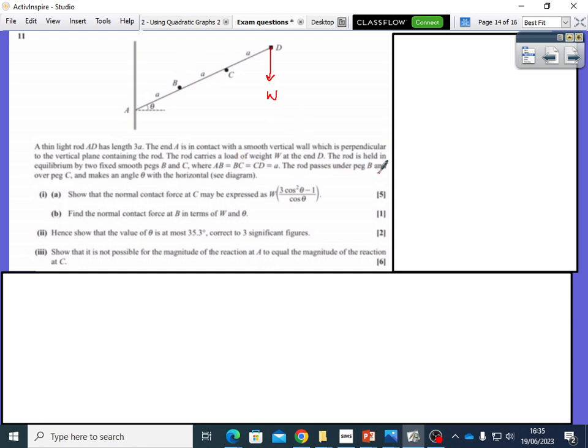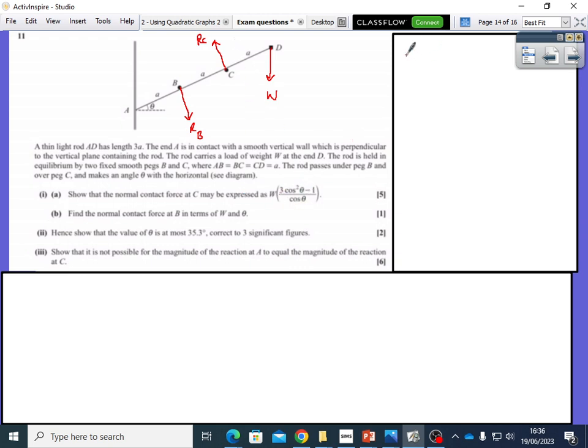The rod is under peg B and over peg C, so if that's over, the reaction of that is going to come down, so we'll call that RB, and the reaction of that is going to push back the peg, so that's going to be RC. The rod makes an angle theta with the horizontal. Okay, so let's show that the reaction of that is that.